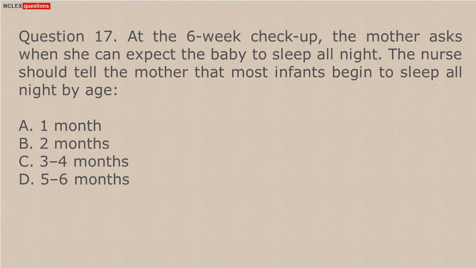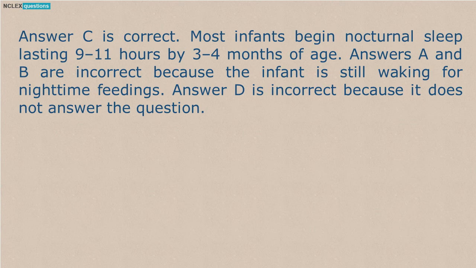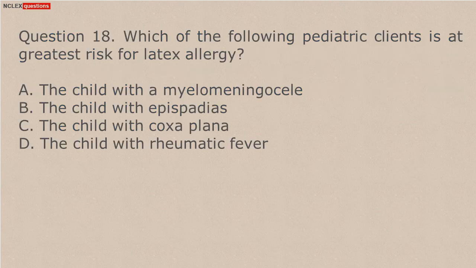Answer D is correct. The client with myasthenia develops progressive weakness that worsens during the day. Answer A is incorrect because it refers to symptoms of multiple sclerosis. Answer B is incorrect because it refers to symptoms of Guillain-Barré syndrome.